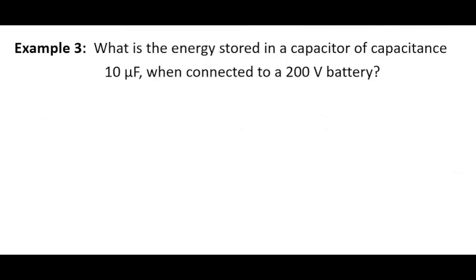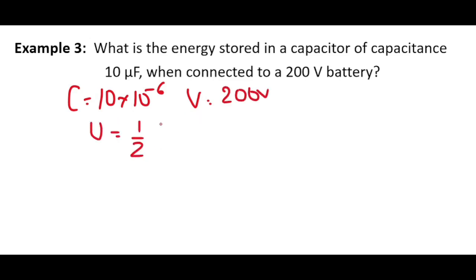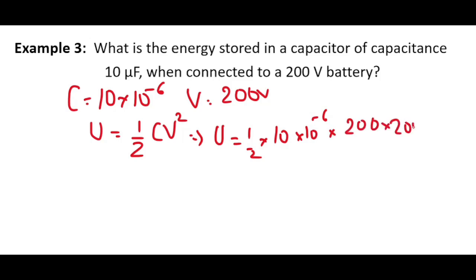Next question. What is the energy stored in the capacitor of capacitance 10 microfarad when connected to a 200 volt battery? C is given, 10 microfarad, 10 into 10 raised to power minus 6. V is given, 200 volt. You have to find energy stored, U. We know the energy formula: U is equal to half CV square, which implies U is equal to half into 10 into 10 raised to power minus 6 into 200 square. Just calculate this value and tell me the answer. Just find the values, find the answer.